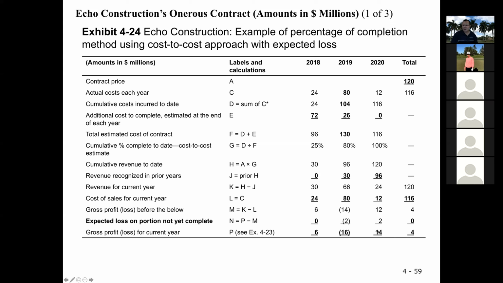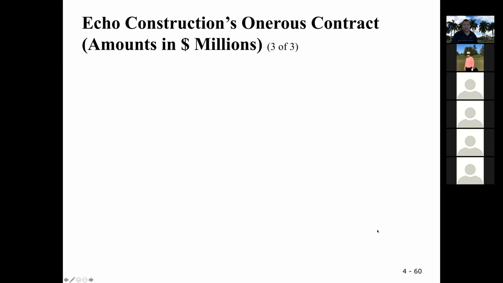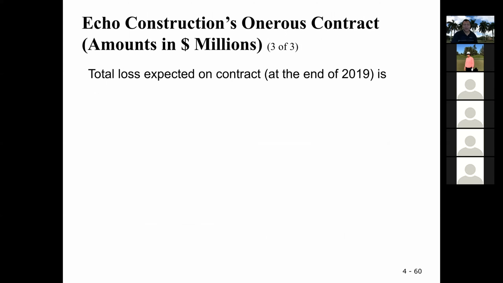Okay, so let's move on to a problem. Let's talk about this loss, right? At the end of 2019, the total loss expected on the contract is what? At the end of 2019, you estimate the total cost is 130 million, the price is 120. What's the total loss expected on the contract at the end of 2019? 10 million, right? 10 million.